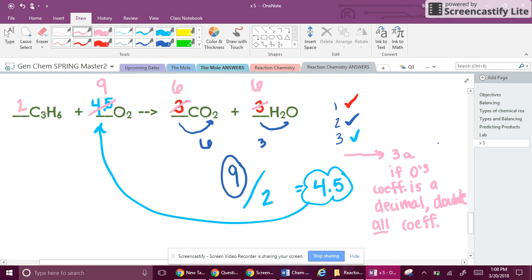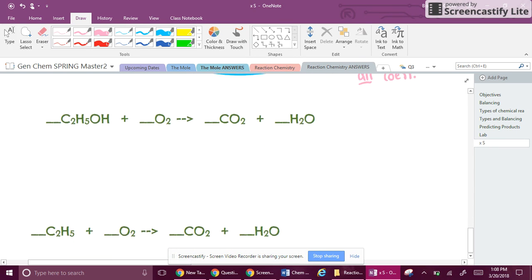So 2 times 3 is 6, 6 carbons. 2 times 6 is 12. What is that? Hydrogen. So 6 times 2 is 12. And then our oxygen, 6 times 2 is 12, plus 6 is 18, and 9 times 2 is 18. So we are balanced. So there's just an example where you have to double all of those coefficients.